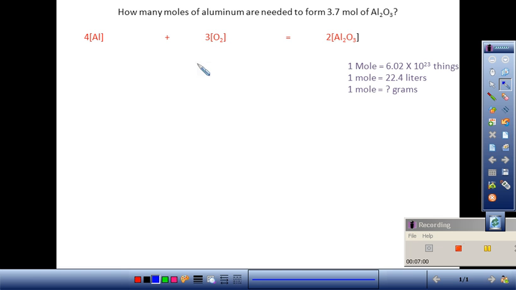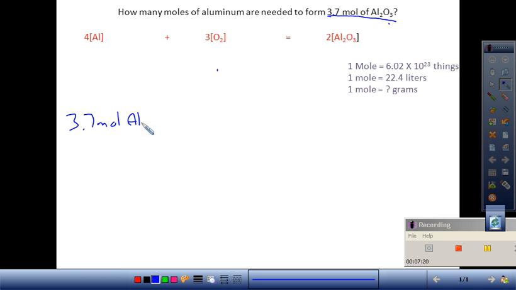Alright, so how many moles of aluminum are needed to form 3.7 moles of Al2O3, aluminum oxide? My first thing I'm going to do is take the given, 3.7, that's my starting point. I'm just going to write the given. Now I don't want moles of Al2O3, so my next step, without even thinking about it, I just take what's down here, and on the top I'm going to put what I want to change it to. Well, I'm looking for moles of aluminum.